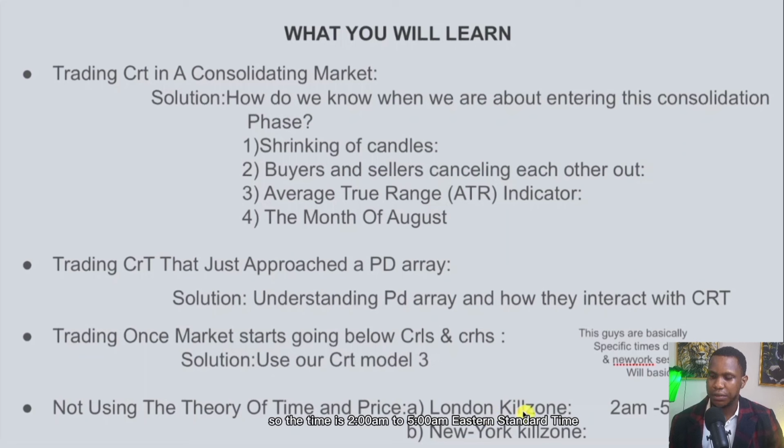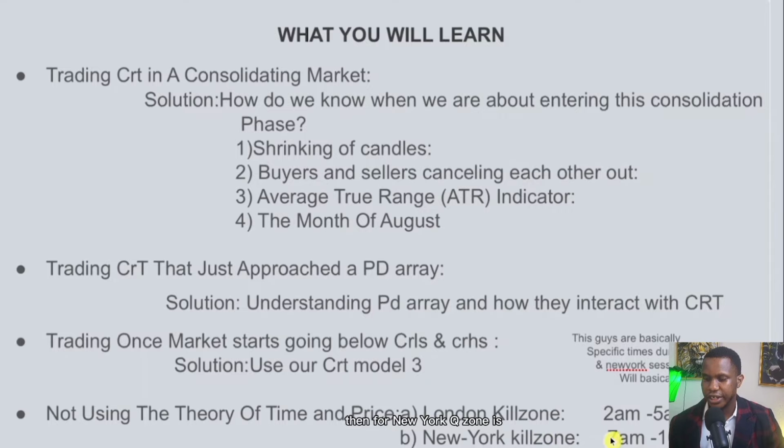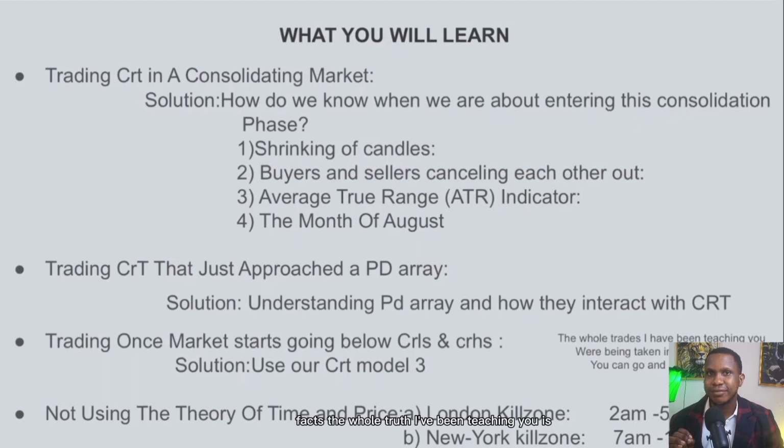So the time is 2 a.m. to 5 a.m. Eastern Standard Time for London Q zone. Then for New York Q zone, it is 7 a.m. to 10 a.m. Eastern Standard Time. But the whole trades I've been teaching you are during this London Q zone and New York Q zone. You can go back and rewatch it.